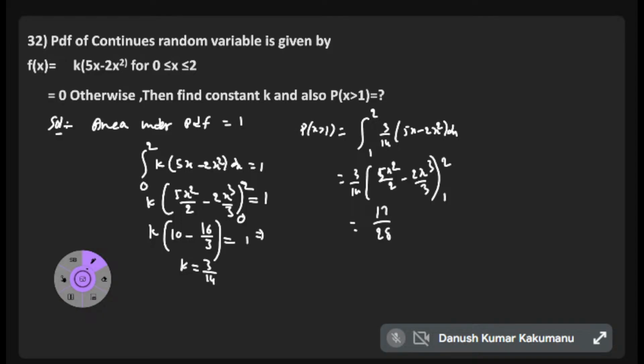All of you know the GATE pattern: MCQ, MSQ, where wrong answers also carry no negative marking. NAT, numerical answer type, wrong also no negative. But for MCQ, negative means 1 mark has negative 1/3, 2 marks has negative 2/3. All of you know that pattern. Yeah, this question is cleared. 2 marks bit: 1 mark for calculating k and 1 for P of x greater than 1.